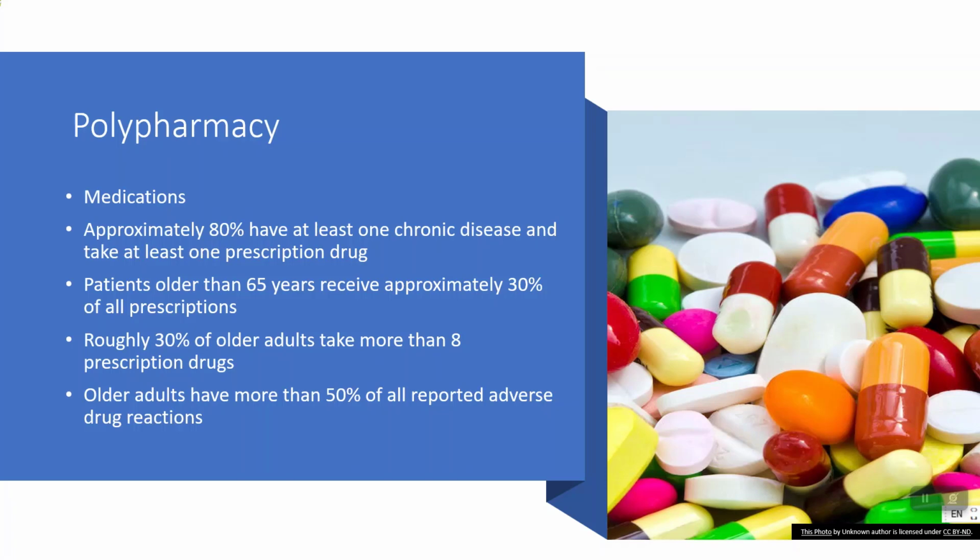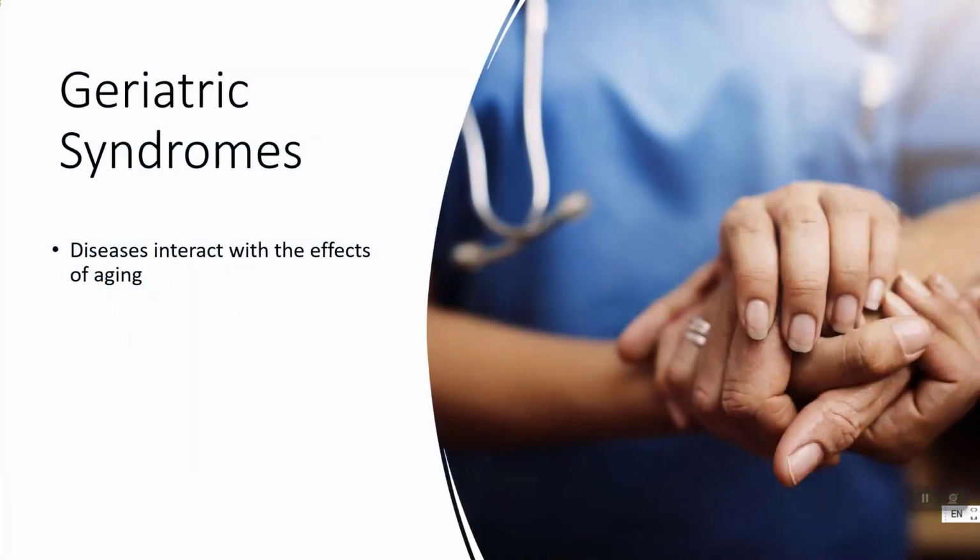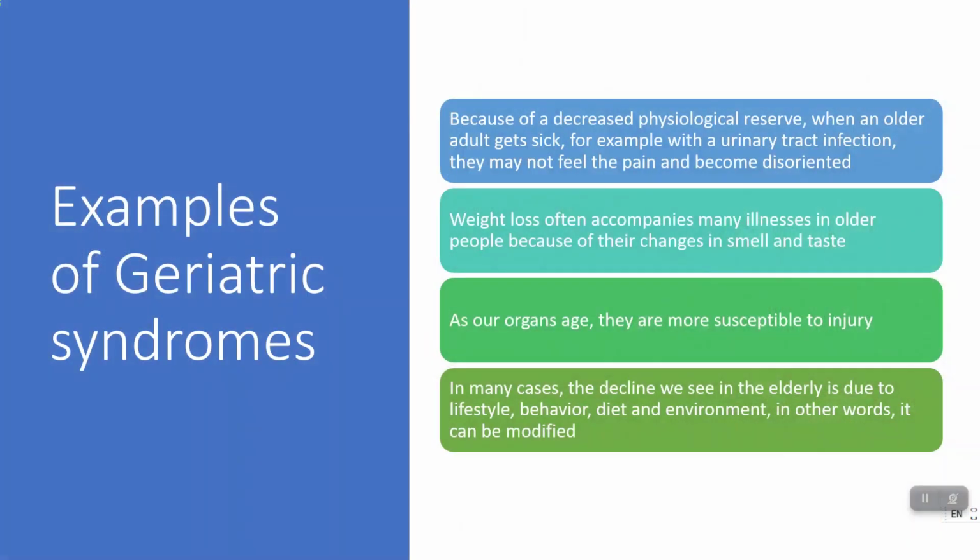And then what do we worry about in older adults? We worry about falls, because falls are one of the geriatric syndromes I'm going to talk about that can really cause a lot of disability and even death in some older adults. Geriatric syndromes are diseases that interact with the effects of aging.